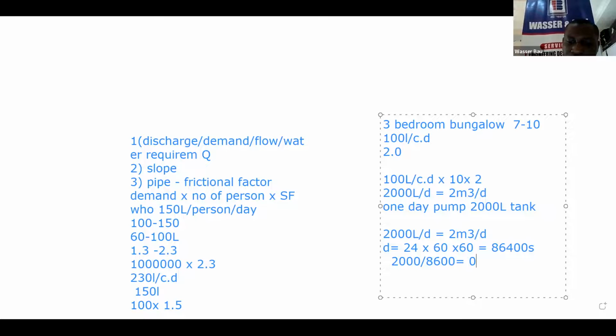It will give you 0.0231 liters per second. This becomes the value you use for further calculation, from next week. Once you get this value, you're going to move to your charts, which I'm going to provide to us. You check the slope and the frictional factor, read it against this discharge, and the pipe size will come out. Any question?